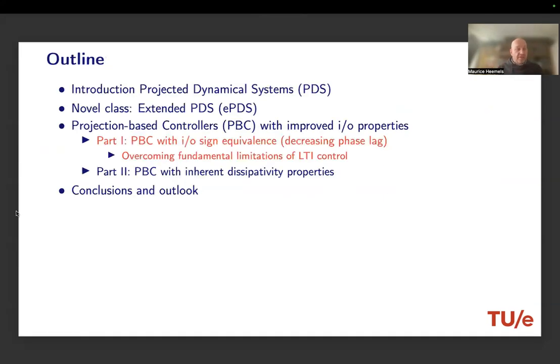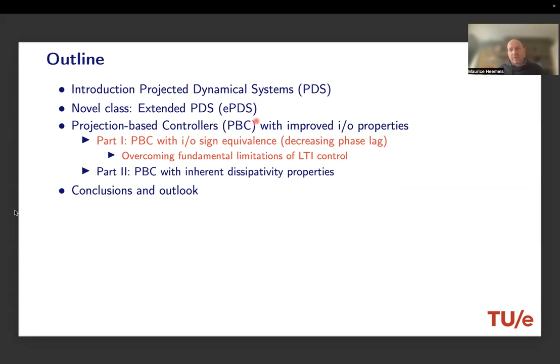Okay, so this is an introduction to the field of extended projected dynamical systems. I already motivated a little bit why you need an extension with respect to these classical PDSs. Now that we have laid down the groundwork, let's see what kind of projection-based controllers are particularly of interest, and in fact the ones that motivated much of this work.